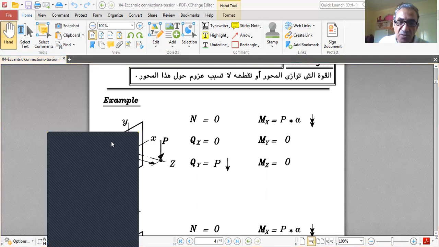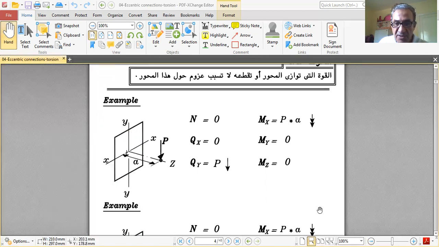So it only causes moment about X. So these are the stresses. These are the normal stresses Mx and My, and these are the shear stresses Qx, Qy, Mz.